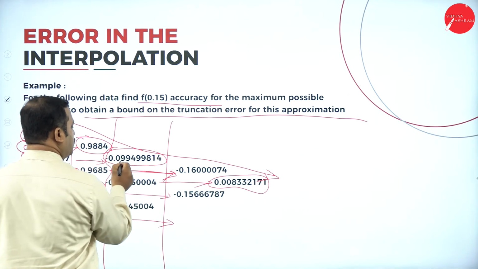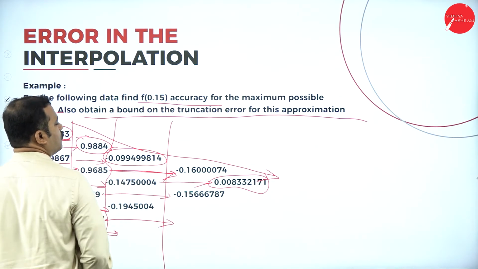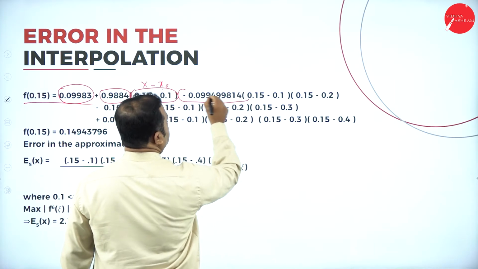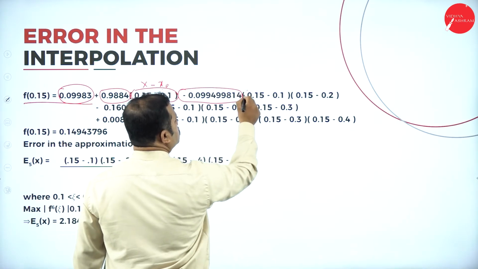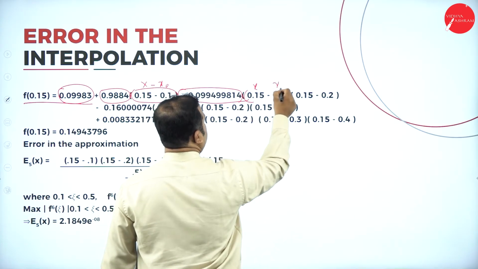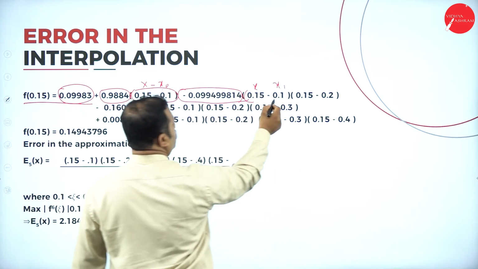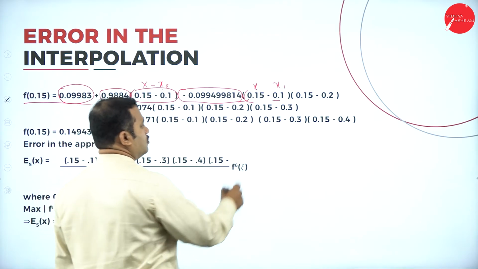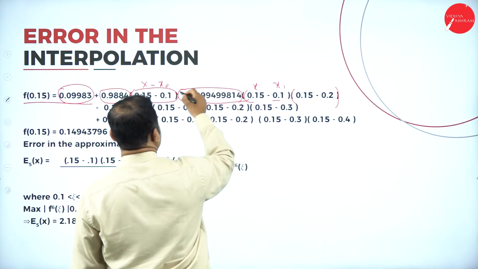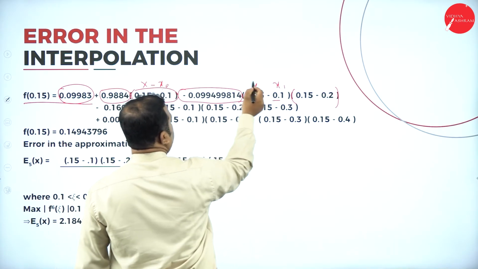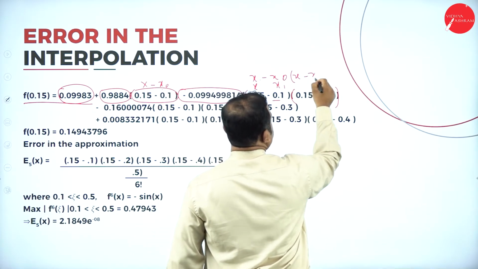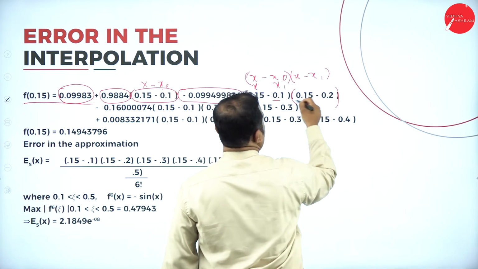0.99 minus 0.99499814. Then minus 0.99499814 into 0.15, that is x, minus what is the value of x1? x1 is this, 0.2. That means the formula stands like this: x minus x0, into x minus x1. So this is how the formula goes on.